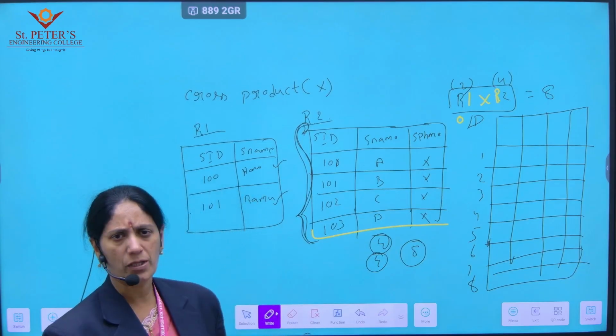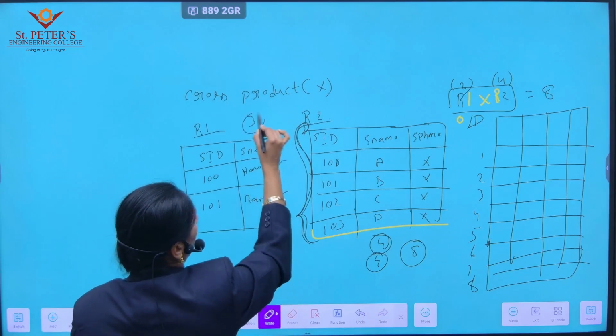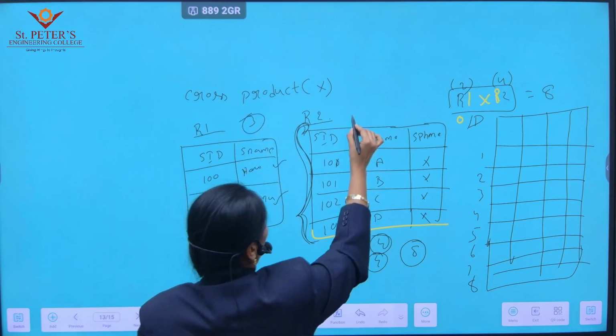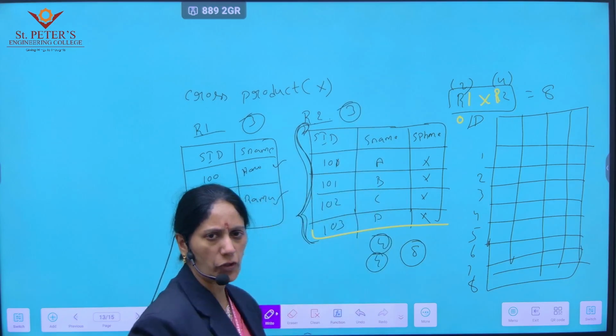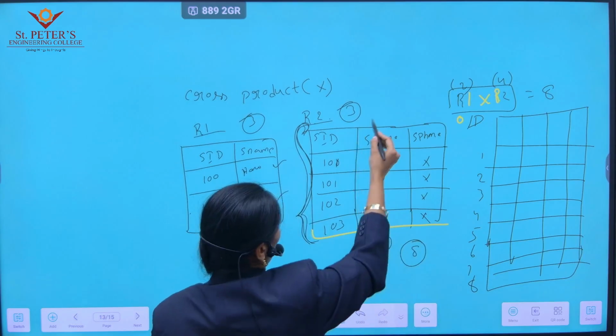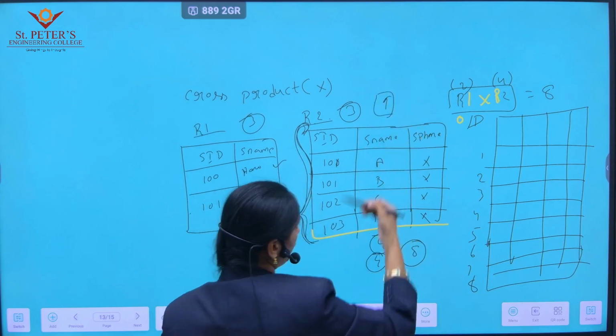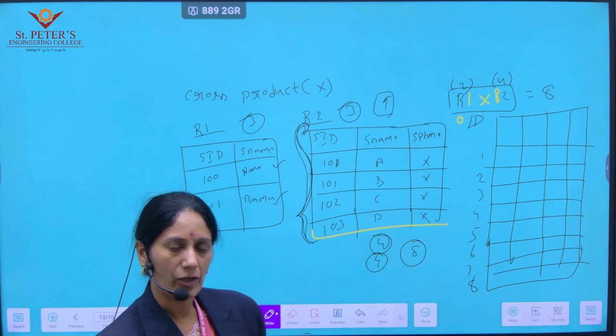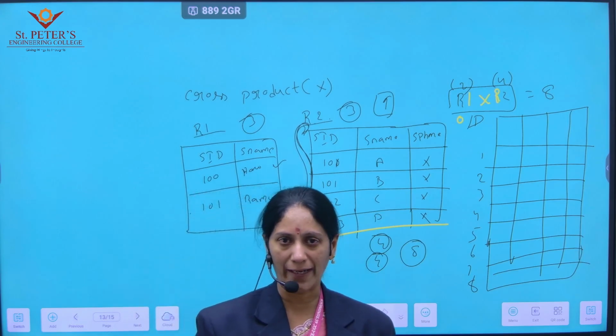Suppose relation R1 has 3 rows and relation R2 has 3 rows. R1 multiplied by R2 produces how many rows? 3 threes are 9. It produces a total of 9 rows. We'll see this later, one by one with examples.